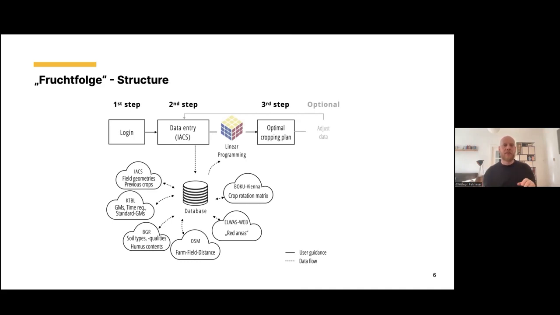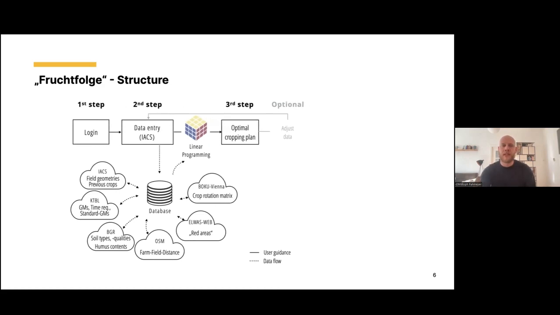And the idea of Fruchtfolge is basically that farmers log in, data is collected automatically, and an optimized cropping plan is presented, but that's not supposed to be the final point. The idea was that farmers now look at this and then iterate. They say, okay, well, this assumption is bad, I want to change that assumption. So they go back, change it, and then re-optimize. So it's basically a cycle. Exactly.